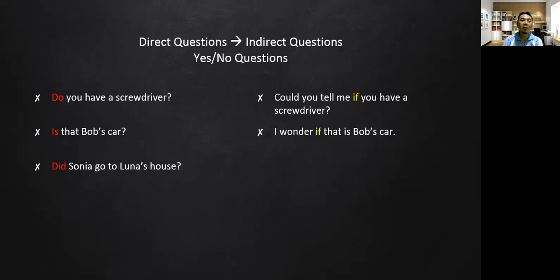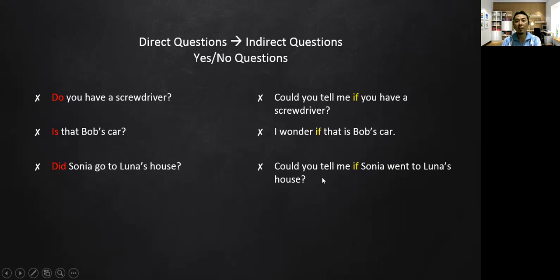Okay, the next one. Did Sonia go to Luna's house? This is a simple past tense. And then we use could you tell me? And then we use if. After if, we use a statement. Sonia went to Luna's house. So we don't use auxiliary did anymore. See, we don't use did, but we change go into verb 2, went. Why verb 2? Because it is past tense. Okay. Do you understand? Yeah, we use verb 2 went because the structure here is in simple past tense.